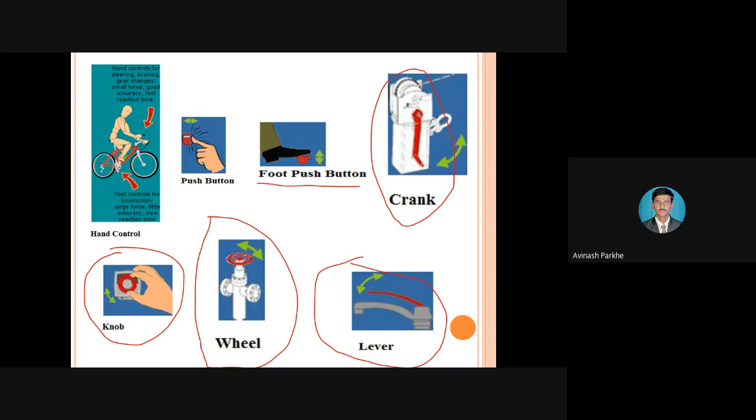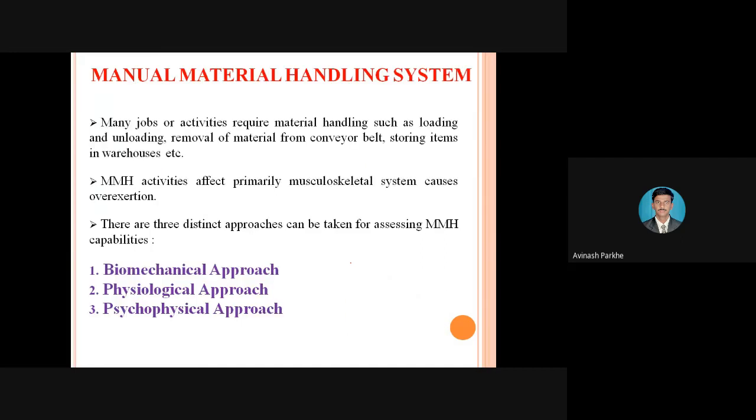And all such types of devices are easily operable, and they should be provided near to that particular operator, so that the operator can handle all those devices easily, without any fatigue, without any stress. So this is about the different types of control devices which are designed as per the ergonomic concept.